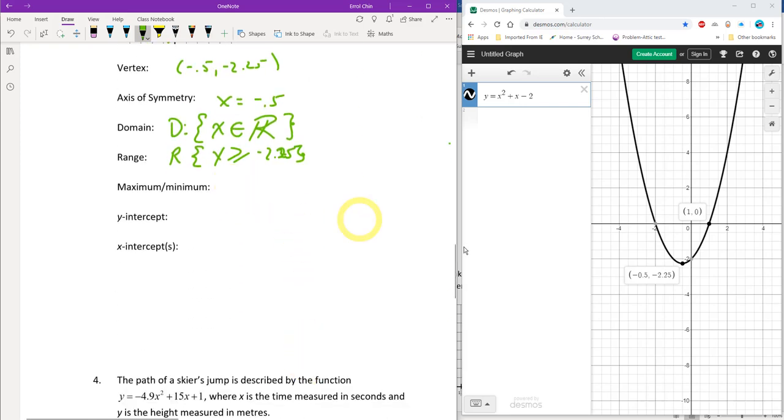Is this a maximum or minimum? Oh, well, that's easy. It sort of bottoms out, right? So it's a minimum. If it bottoms out, it's a minimum.